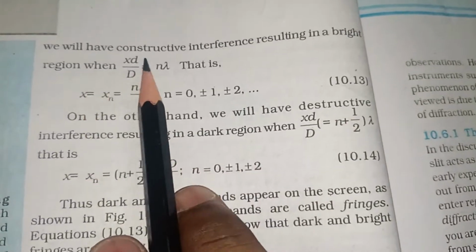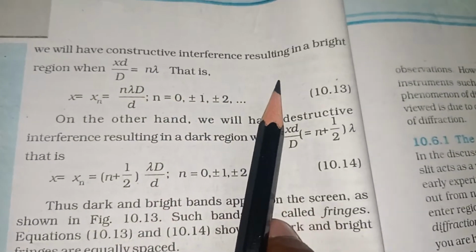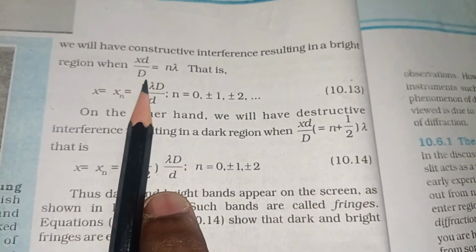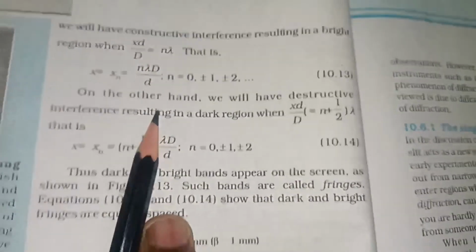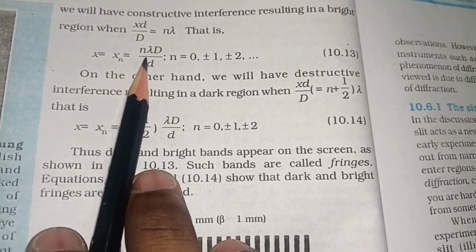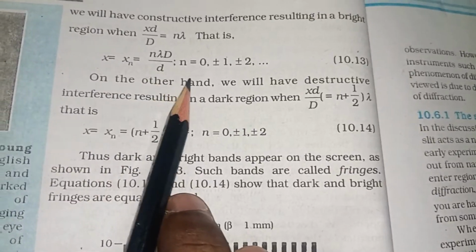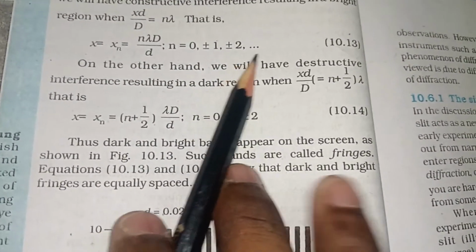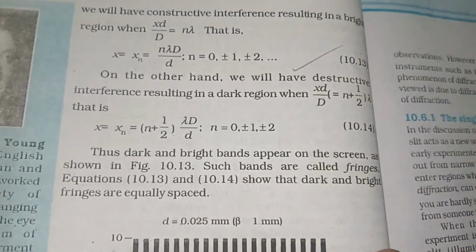We will have constructive interference resulting in a bright region when xd upon D equals n lambda, that is, x is equal to xn equals n lambda D upon d, where n is equal to integers, plus minus 1, plus minus 2, and so on.